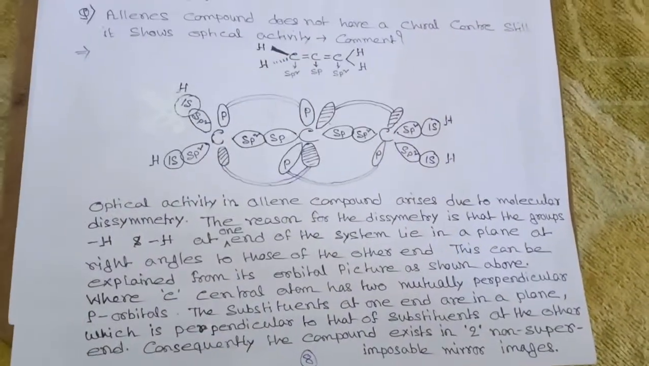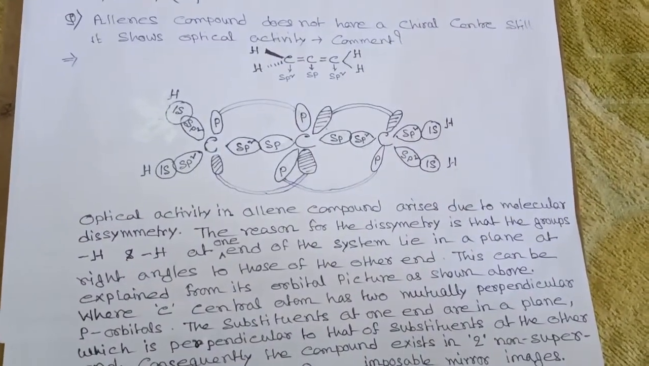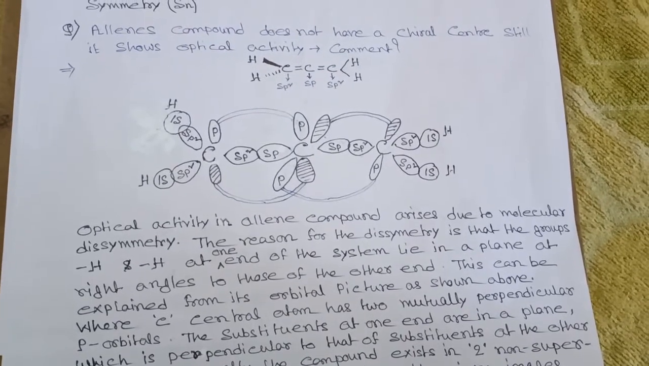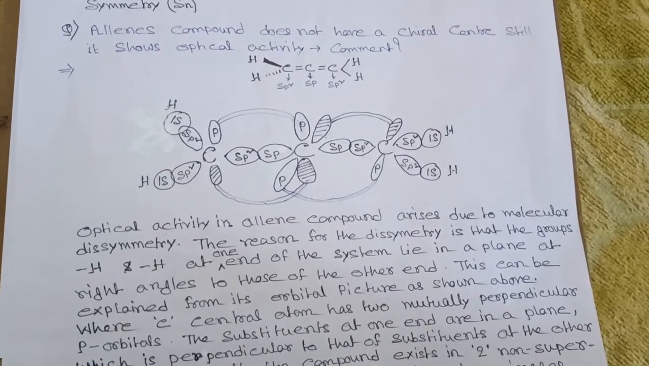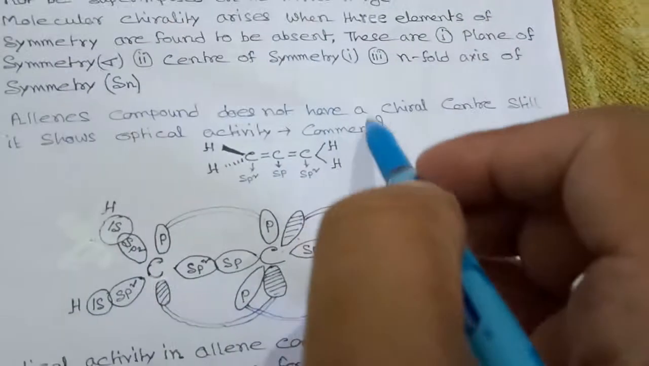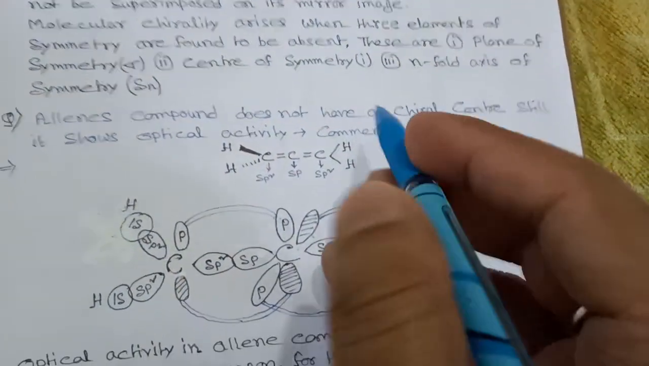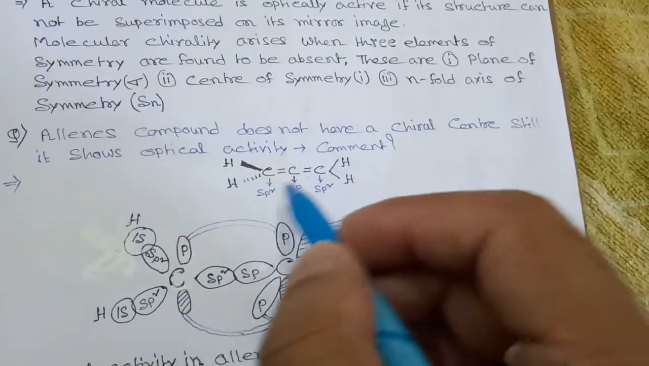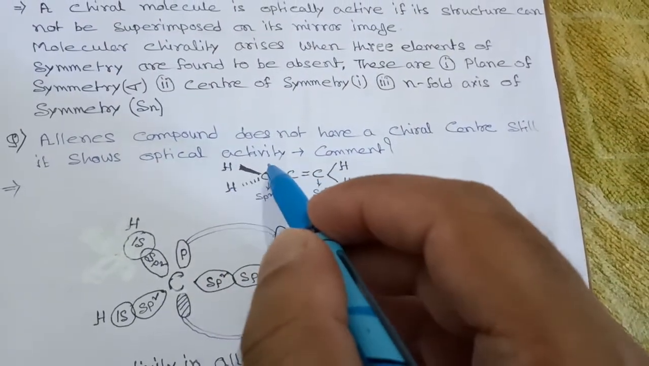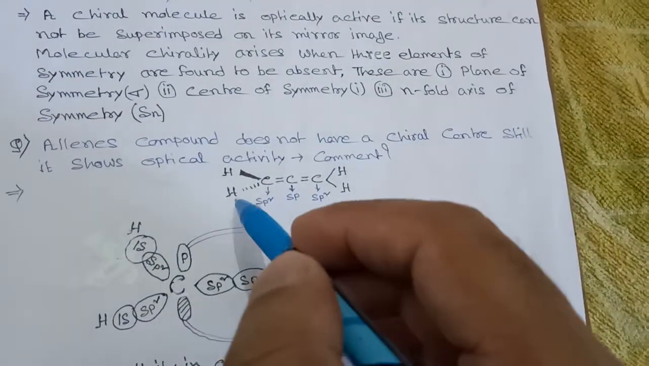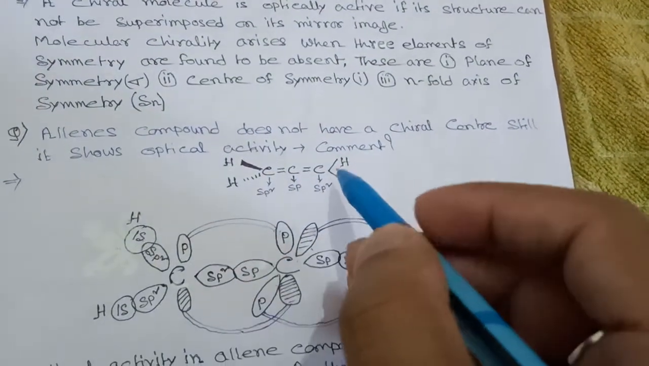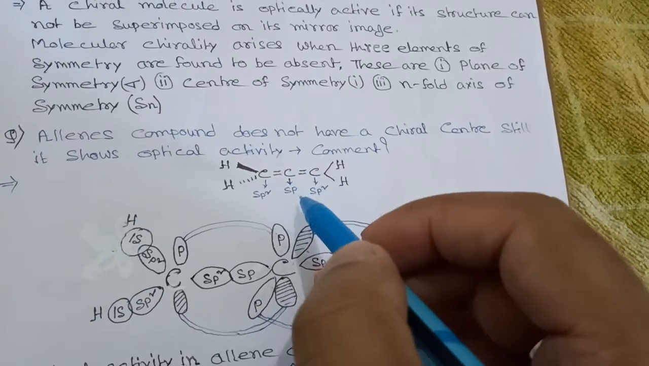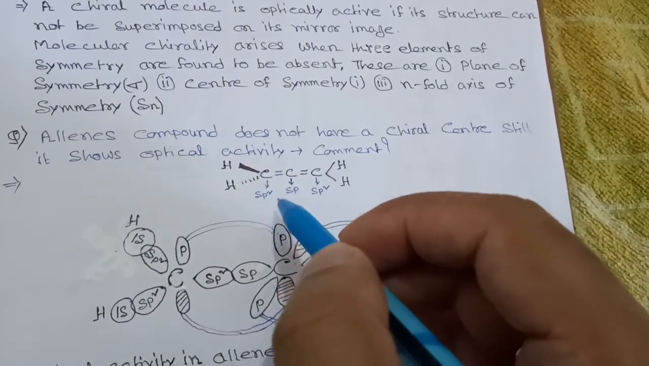Now the next question is: Allene compound does not have a chiral center, still it shows optical activity. Comment. This is the Allene complex. See, these two hydrogen atoms are in the plane of paper, this hydrogen atom is above the plane and this hydrogen atom is below the plane. This carbon is sp2 hybridized, this carbon is sp hybridized, and this carbon is sp2 hybridized.